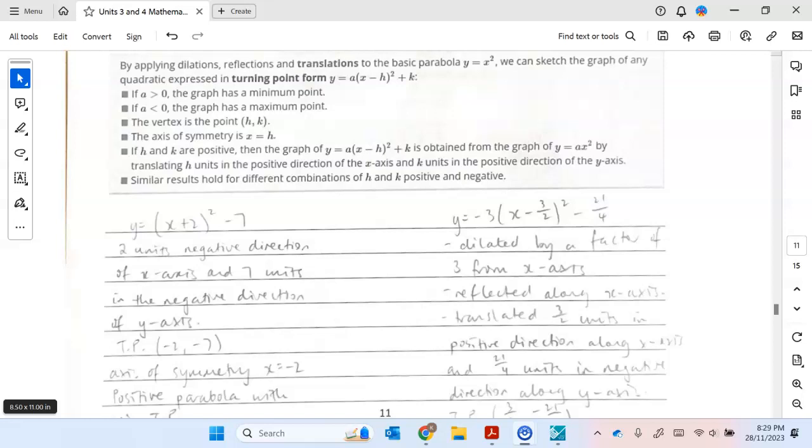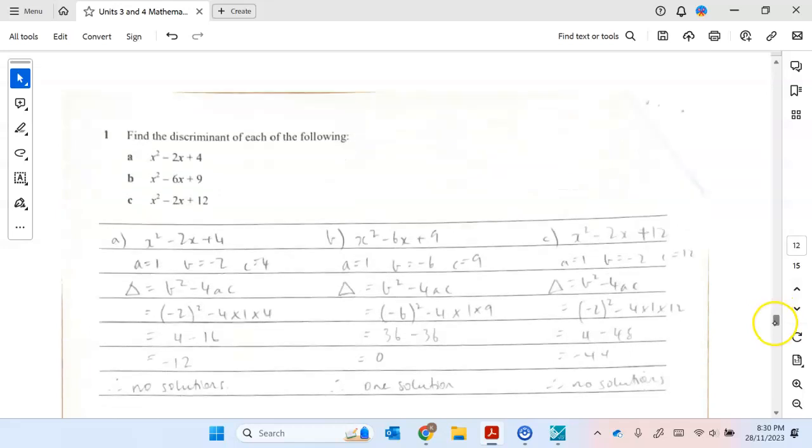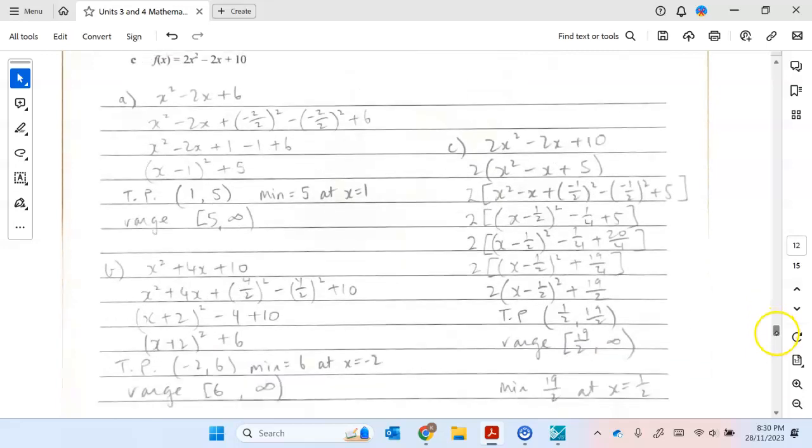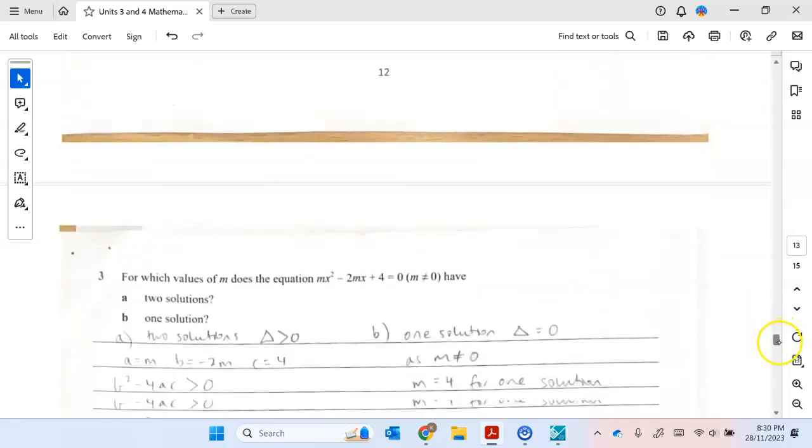Let's move on. In this video we're going to have a look at transformations and what comes after that. We're going to use the discriminant for some questions. We're going to look at maybe domain and range.